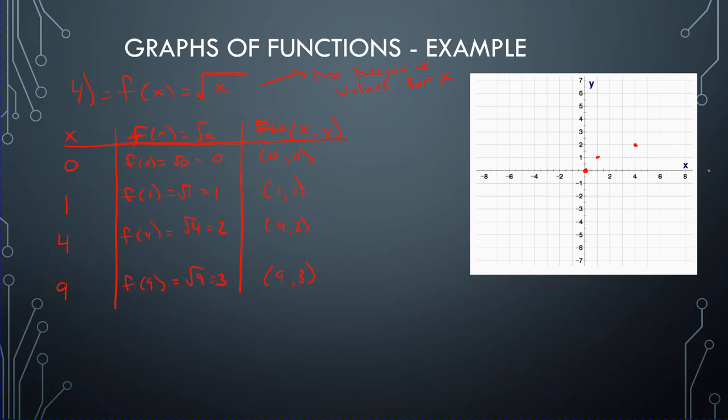So 9 is off the scale here, so it's probably over here, something like this. And you can see here, it looks like half of a parabola on its side is what this graph is going to look like. And remember, no negative values of x. So it's just this graph right here. Like that. Okay.